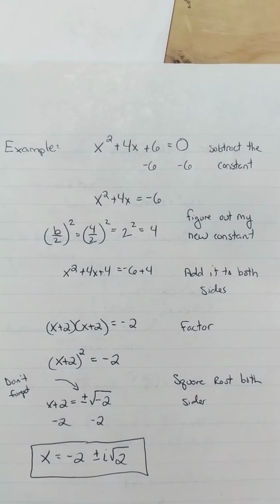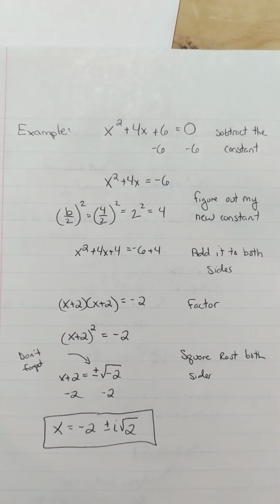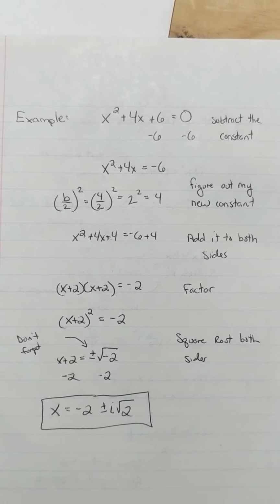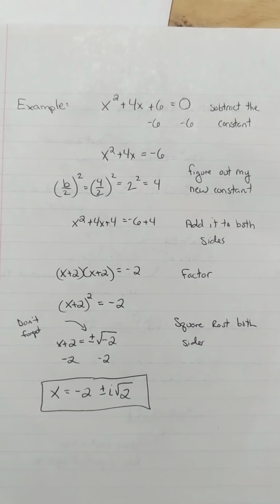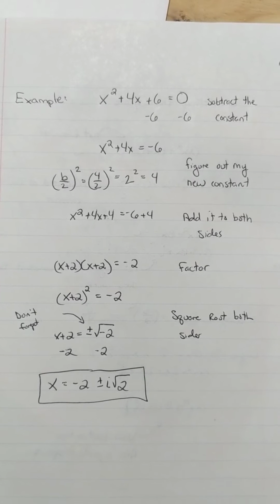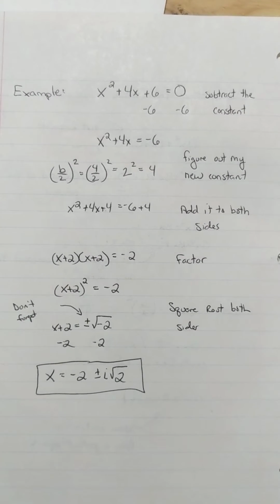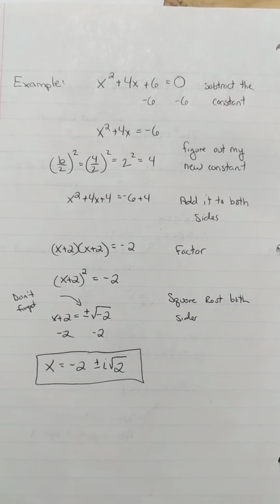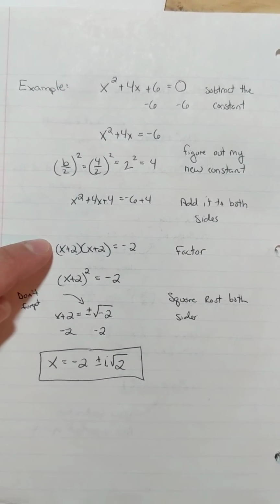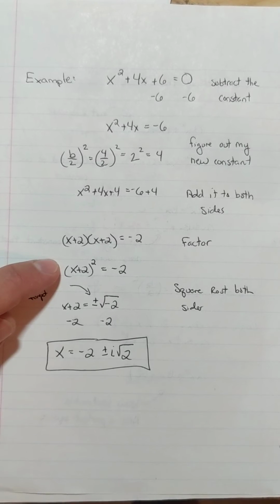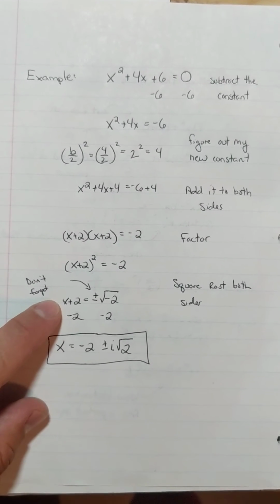So an example I have is right here. So I have x squared plus 4x plus 6 equals 0. I'm going to subtract the constant. I'm now going to take half of my b value and square it. So half of 4 is 2, 2 squared is 4. And I'm going to add 4 to both sides. Now I'm going to factor this quadratic, which will be x plus 2 times x plus 2, which is x plus 2 squared. I then square root both sides.